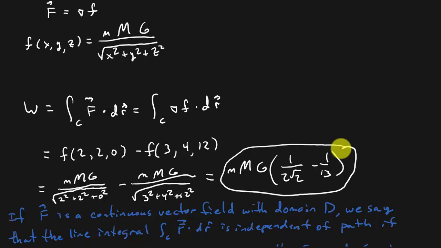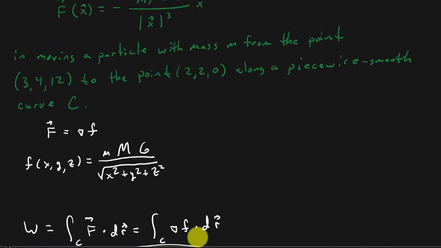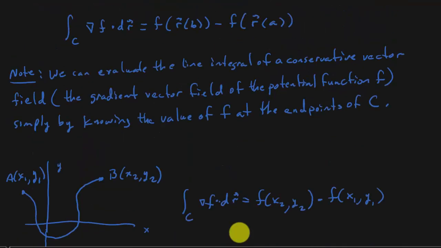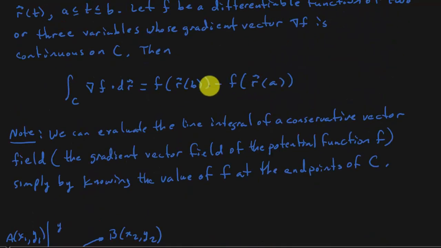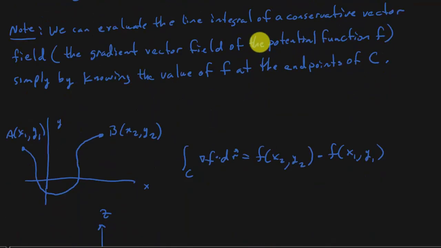That's basically all we're doing: if we can show that the vector field is conservative, then we can evaluate the line integral using this. That's what this right here is saying.